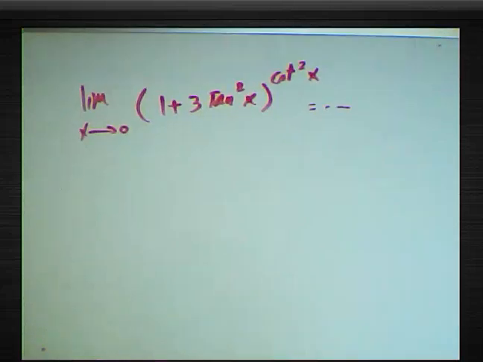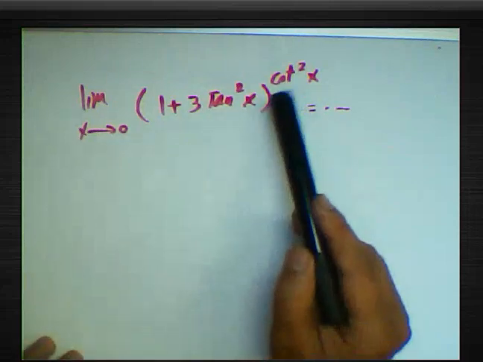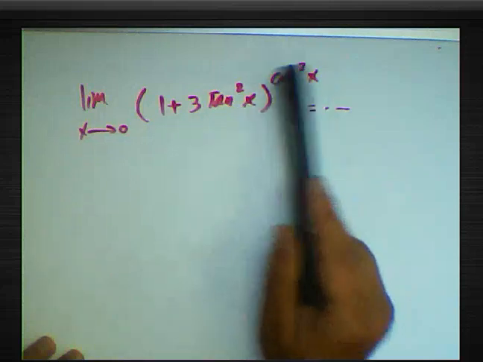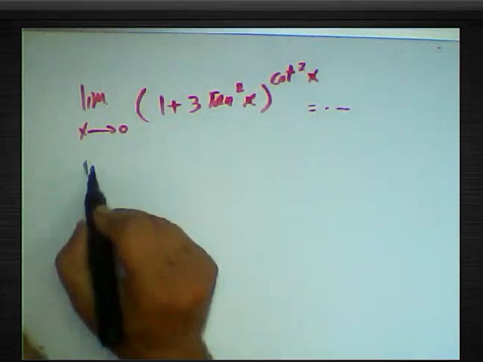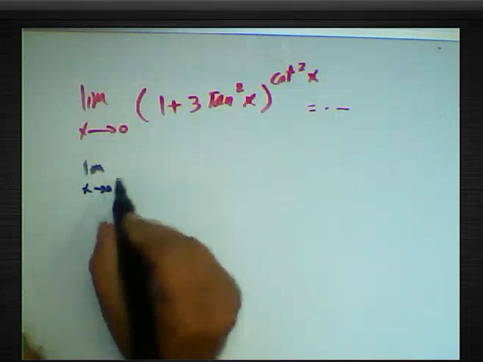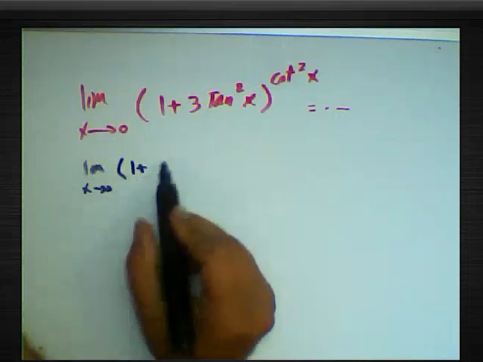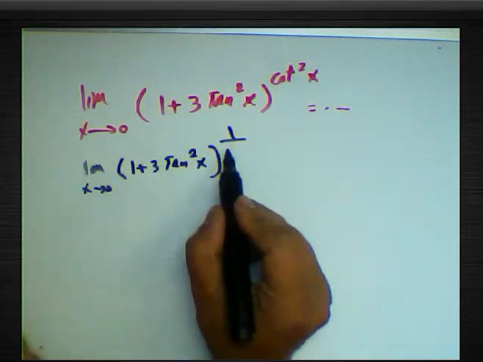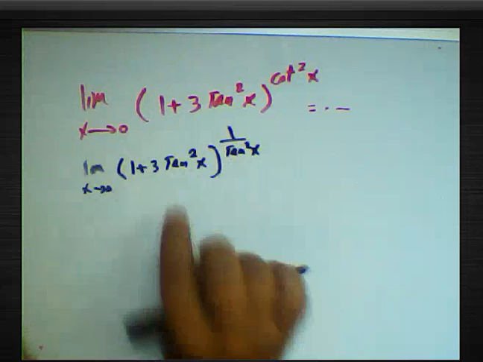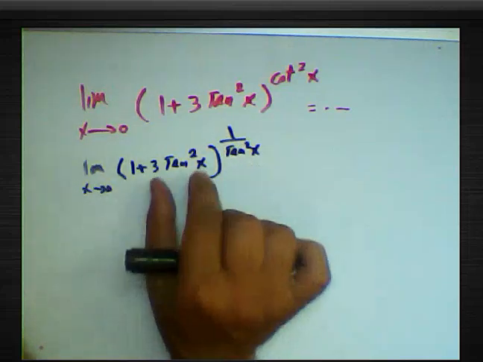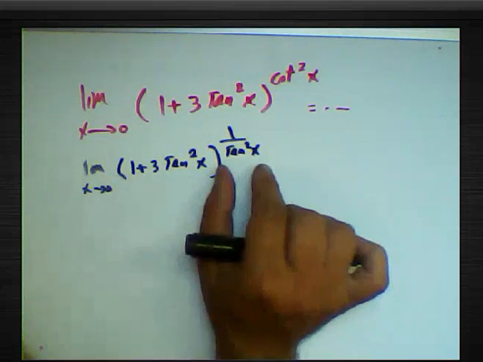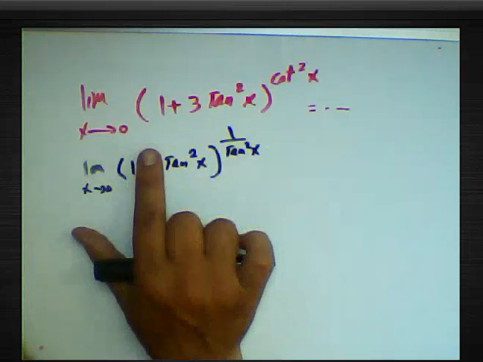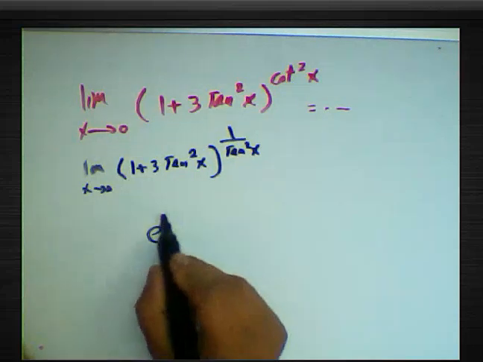Limit of (1 + 3 tan²x)^(cot²x). We know cotangent is the reverse of tangent, so we can change it and write: limit when x approaches 0 of (1 + 3 tan²x)^(1/tan²x). We have the same angle here and here. So if we cancel the 3 here, this will be e. So the result will be e³.